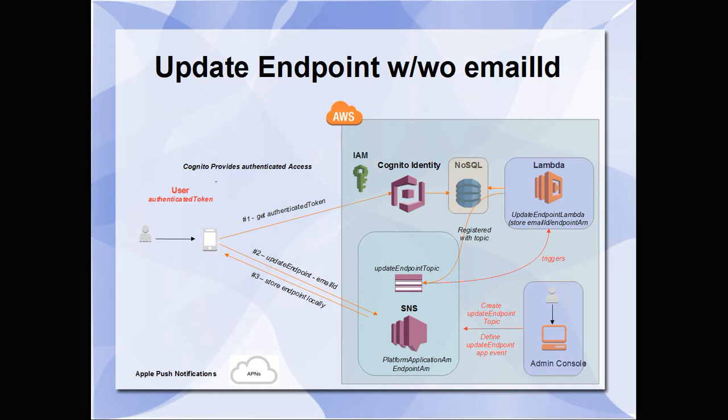And so what happens is we have a situation where that event of updating the endpoint triggers an event in a topic which we created called Update Endpoint Topic. And when that occurs, we have a Lambda function which is registered with that topic, and the event gets triggered to that Update Endpoint Lambda function, and then we store the email ID and endpoint ARN into the DynamoDB database.